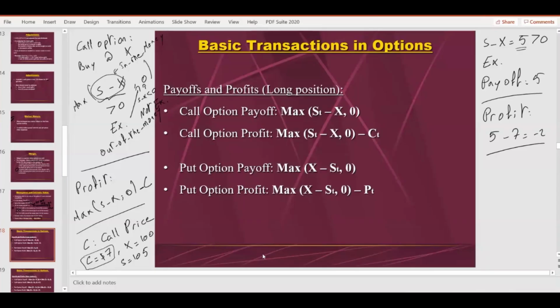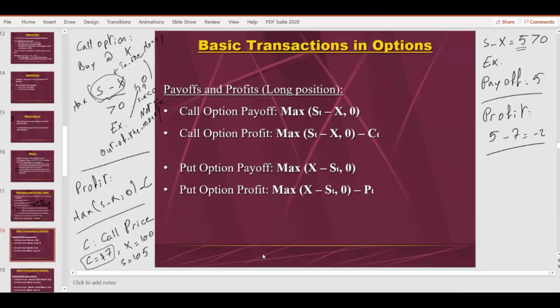So mainly when you exercise, you need to look at the payoff, not at the profit. If the payoff is positive, you should exercise. This way you will be either minimizing your loss, like losing $2 instead of 7, or you may end up with a profit. If let's say the price was 110, in this case you may end up with a $3 profit.